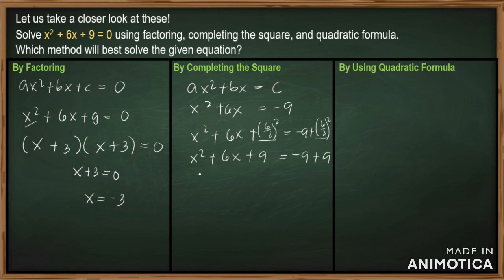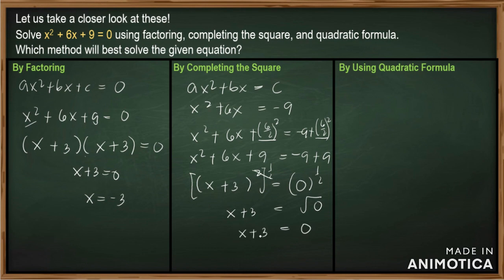Okay. So we're going to express this one as a square of a binomial. So we have square root of x squared is x. Half of 6 is 3. Then we have here negative 9 plus 9 equals 0. Then we raise both sides to 1/2. So we have here, apply power law. So we have x plus 3 is equal to the square root of 0. And the square root of 0 is 0. So we only have here x plus 3 equals 0. Transpose 3 to the other side, so we have x is equal to negative 3. Okay, so indeed we only have one solution, and that is x equals negative 3.